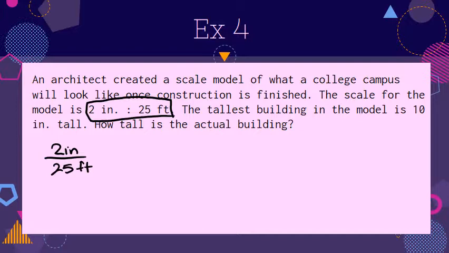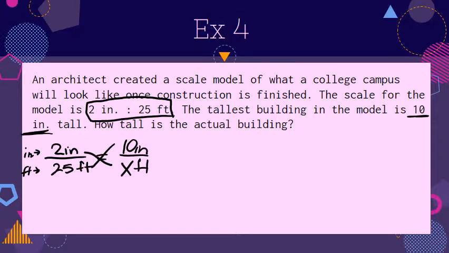The tallest building in the model is 10 inches tall. How tall is the actual building? So now I need a proportion. The other value I have is 10 inches. Should that go on top or bottom? It should go on top because my inches are all on top and my feet are all on bottom. So that means I don't know how many feet tall the building is.